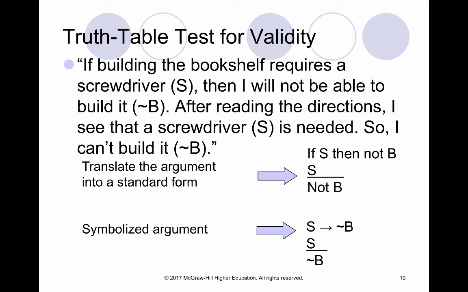Here's the argument. If building the bookshelf requires a screwdriver, then I will not be able to build it. After reading the directions, I can see that a screwdriver is needed, so I can't build it. We will label needing a screwdriver as S and building a bookshelf as B. Then we need to translate the argument into standard form. We can then read it as if S, then not B. S, therefore not B. And you can see the symbolized argument at the bottom of the page.